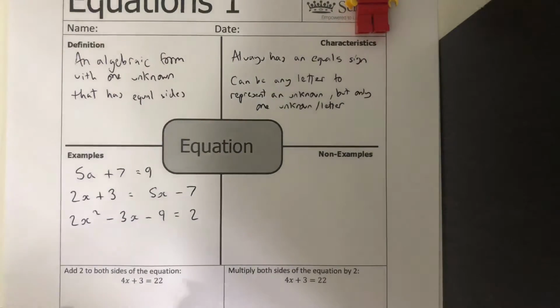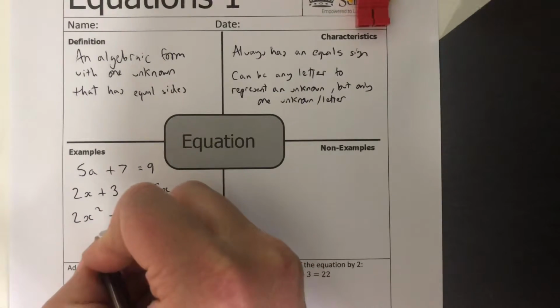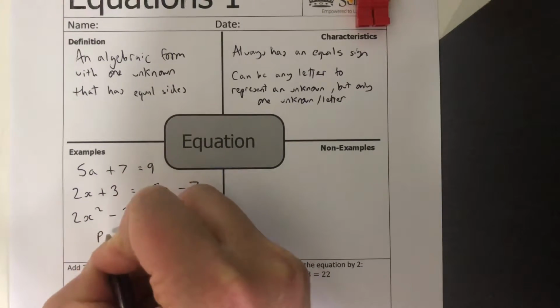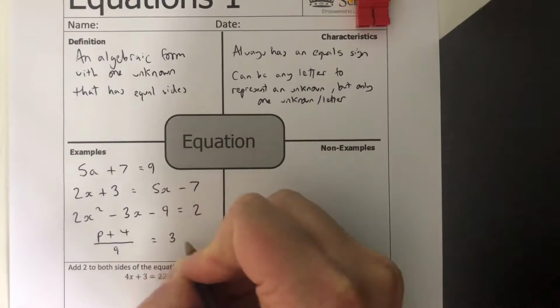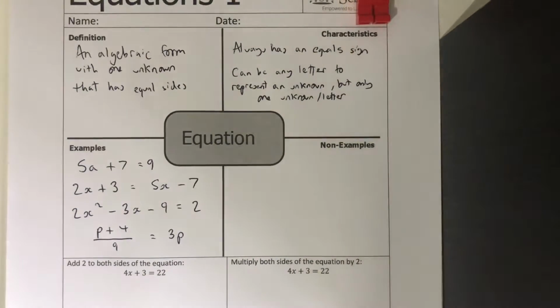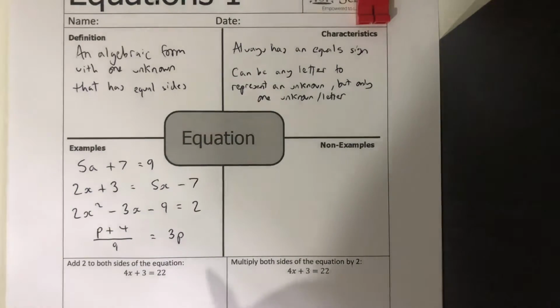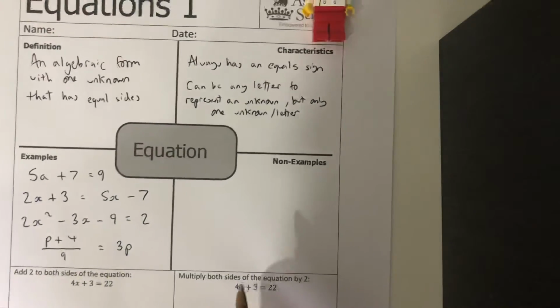And sometimes you'll even see fractions there, so let's use p this time for argument's sake. So we'll have p plus 4 all over 9 equals 3p. That would be an equation as well. Not a particularly nice one, but they're all examples of equations because they've all got the equal sign and they've all got one letter in them, or just one letter appearing, that we can find out what it is.